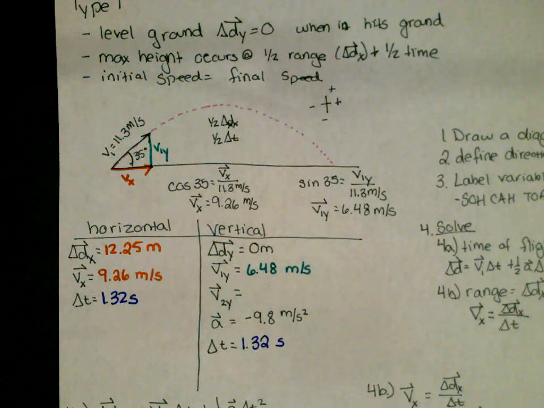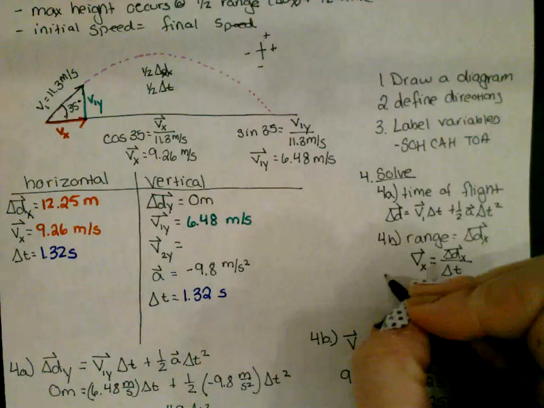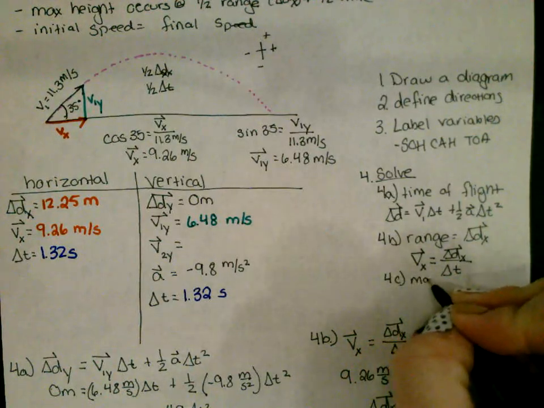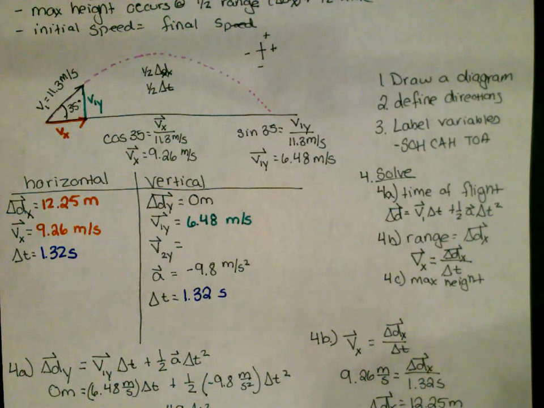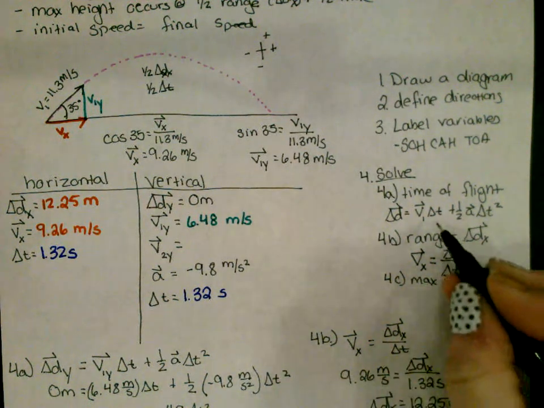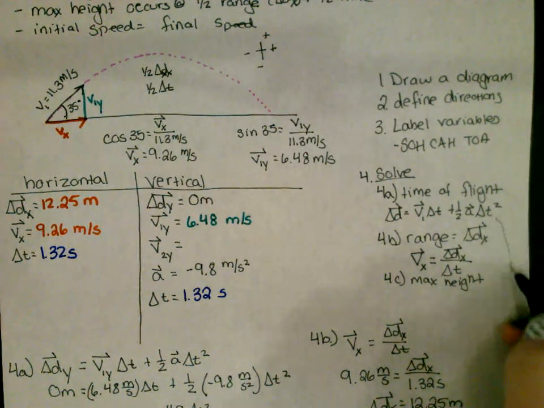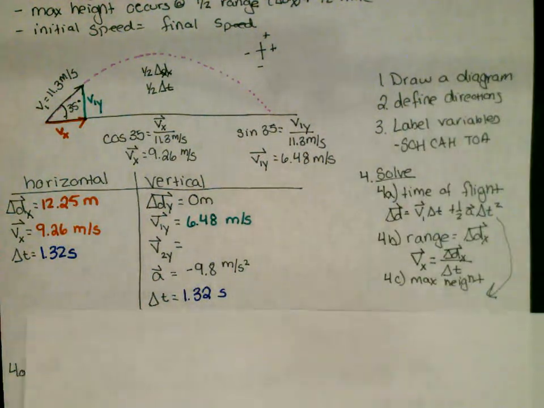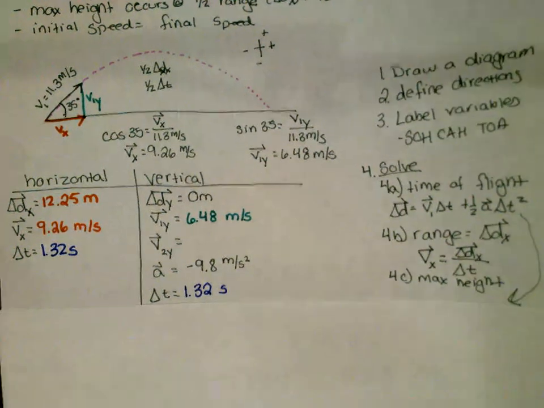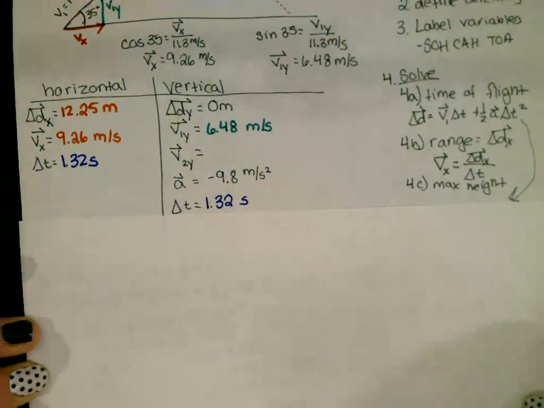All right. The next step is to find max height. So 4C is max height. And I'm going to use this same kinematic equation. So I'm just going to draw an arrow in there because I'm going to use the same kinematic equation to solve for my maximum height. And I need a new sheet of paper because I am out of room on mine. You have probably gone to the next sheet, and that is completely fine.